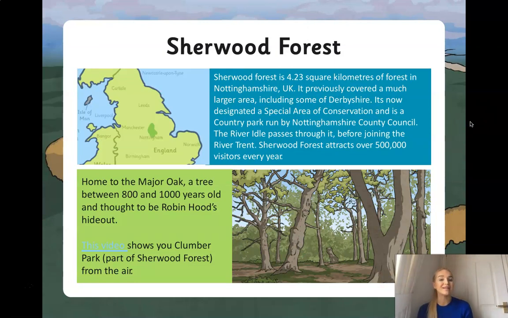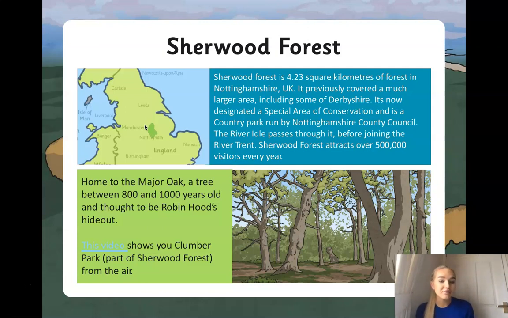So the Sherwood Forest is in Nottinghamshire in the UK. You can see here on the map, Birmingham, we are here. Nottingham is not far from us, but look at the amount of space taken up by Sherwood Forest. How big was the Amazon rainforest? 5.5 million square kilometres of rainforest. Sherwood Forest is nearly 4.5 square kilometres. So not 4.5 million, just 4.5. So you can see the difference in size.